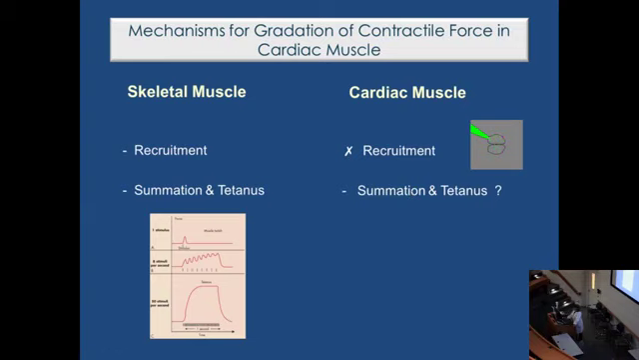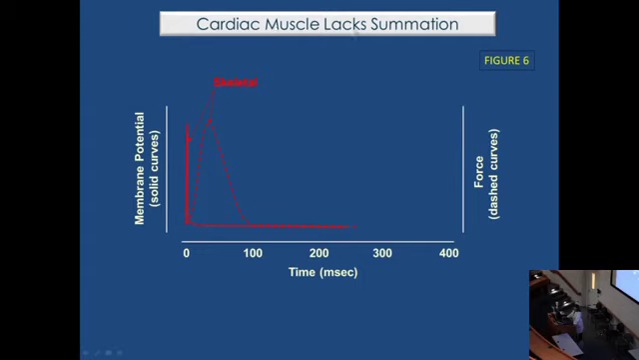No, okay, that's true. So the cardiac muscle lacks summation, okay? And the reason, one of them, is the duration of their respective action potentials. I have it here in red, the action potential for the skeletal muscle, and in green, the action potential of the cardiac muscle. As you can see, the durations are quite different, right? Between 1-2 milliseconds compared to 100-200 milliseconds.